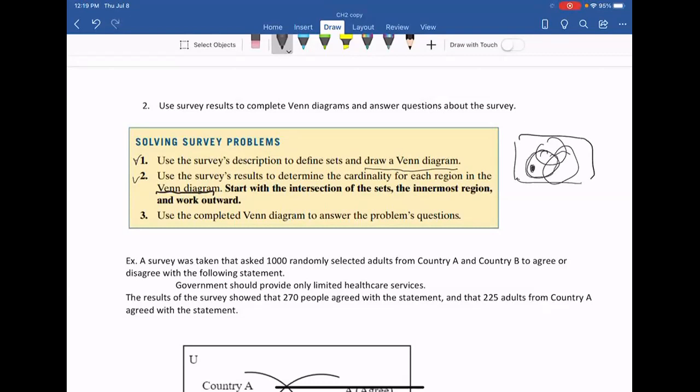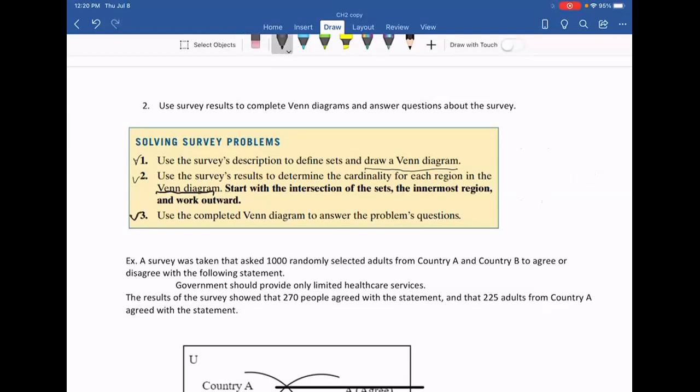For this region, maybe I say this is region 1. How many people in region 1? For example, 60. I put 60 here. For region 2, I put maybe 20 people here. So I just fill all the information in the Venn diagram. It's easy for us to solve all the problems. Okay, let me erase this and continue to the next step.